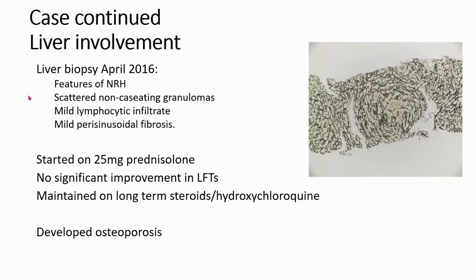So his team decided to start him on corticosteroids at that point and offered him prednisolone, in part for the gut disease and in part for whether or not it would help treat the lymphocytic infiltrate. There was no impact on his liver function tests, but he was maintained on long-term low-dose steroids and hydroxychloroquine, I think, as a sort of systemic treatment. And I just mention here that he has subsequently developed osteoporosis, which may well have many contributing factors, but clearly that's one of the complications of corticosteroids to bear in mind.